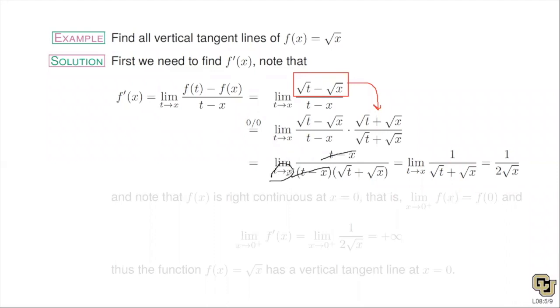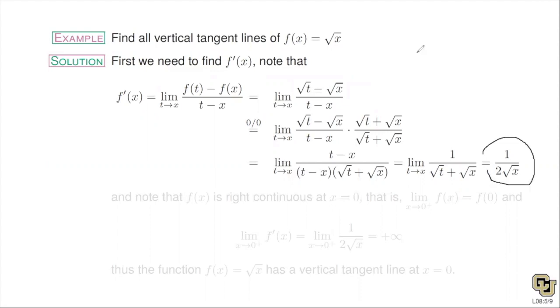Here, plug in x for t. So in the denominator, I have root x plus root x, so I have 1 over root t plus root x, and then you add the 2. My final answer here for the derivative is 1 over 2 root x.